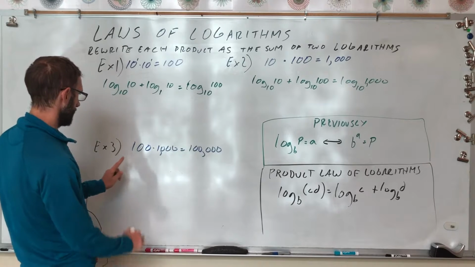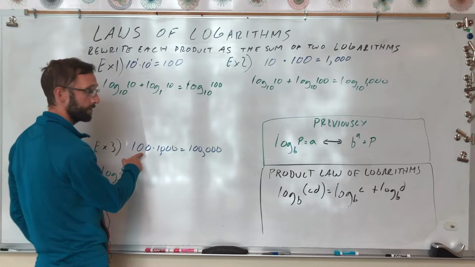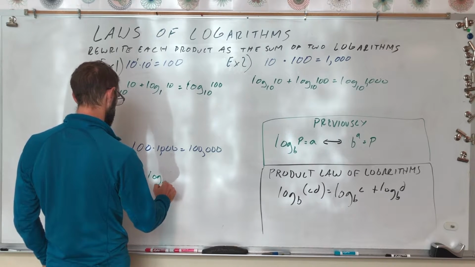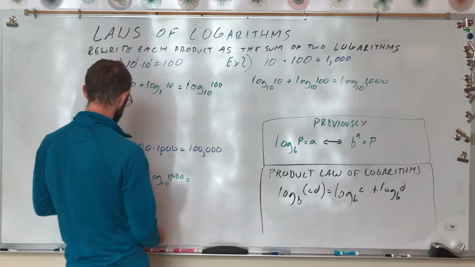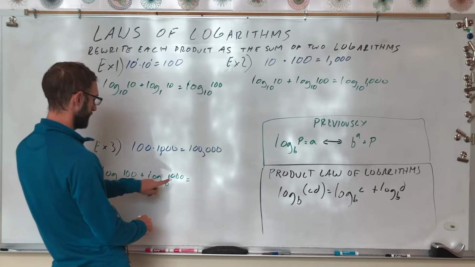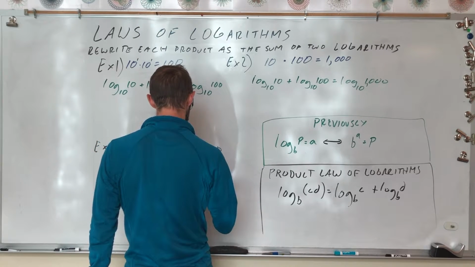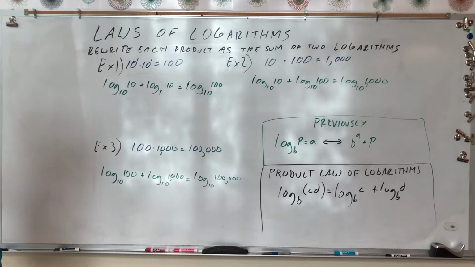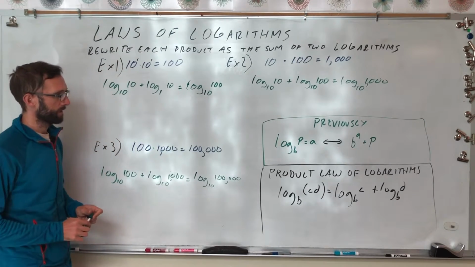Now here, let's see if we can keep this pattern going. Log base 10 of 100, which we know is 2, plus log base 10 of 1,000 equals, that's 2 plus 3 equals 5. So this is going to be log base 10 of 100,000. There we go. We've just converted this product into the sum of two logarithms.